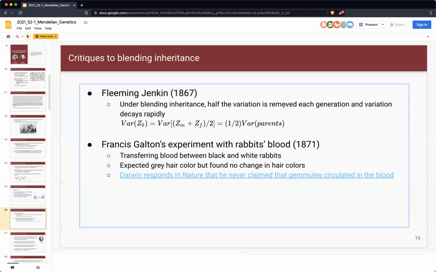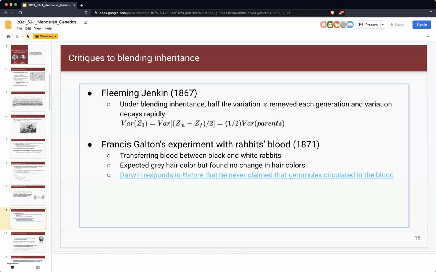So Fleming Jenkin's idea and Galton's idea heavily criticized Darwin's model. Darwin responded that his theory was provisional and not really concrete given the empirical evidence, and he responded to the idea in Nature.